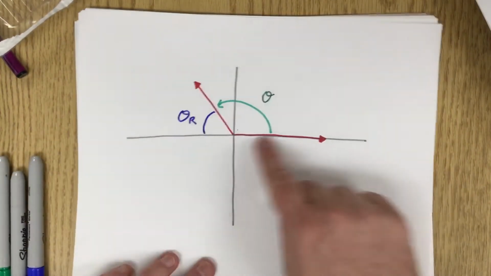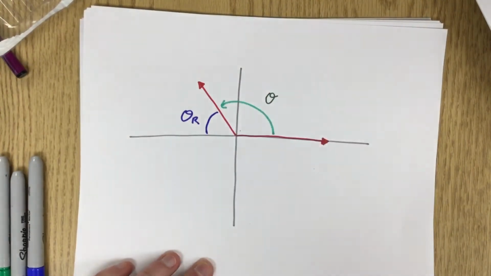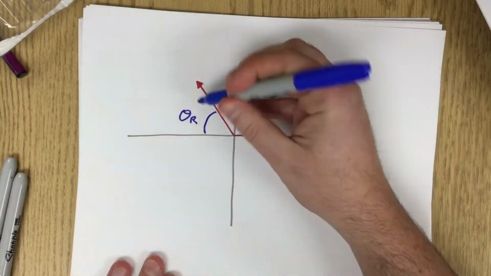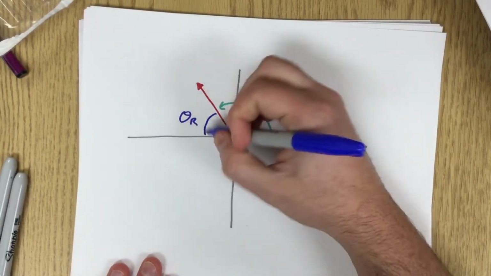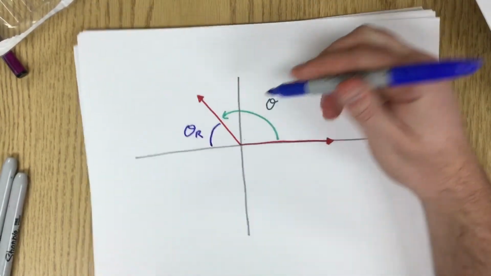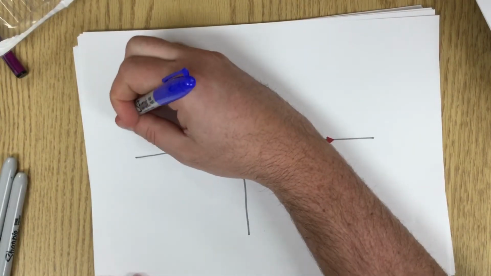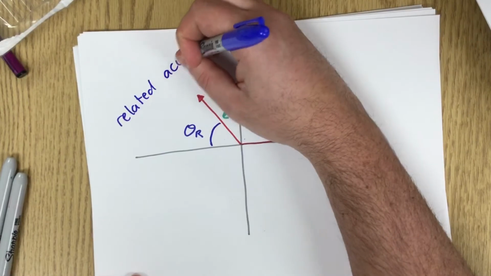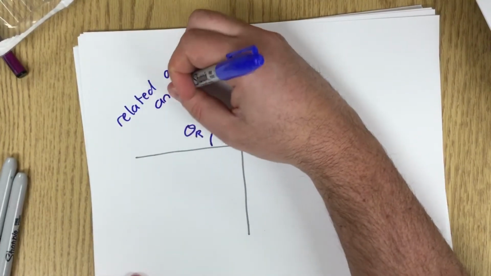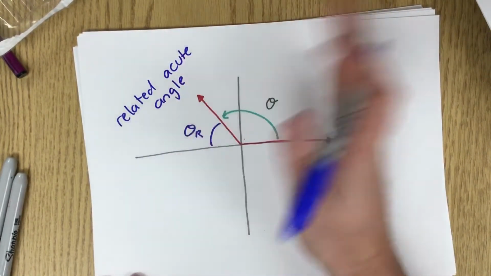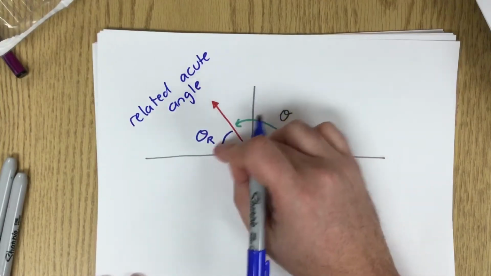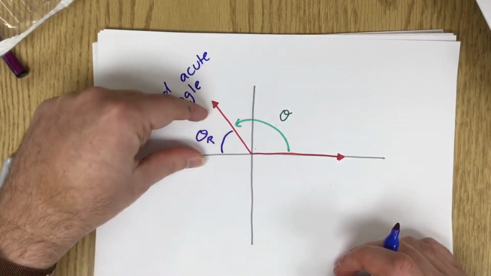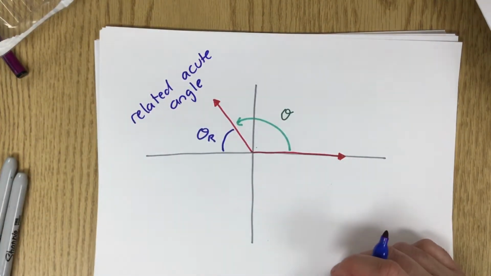So what we have is, there's our angle. The green is the angle in standard position. And the angle that is between the terminal arm and the nearest x-axis, we're going to call the related acute angle. It's going to be acute because it's less than 90 degrees, and it's going to be in some way related to the green angle. So the blue related acute angle is related to the green angle in some way.